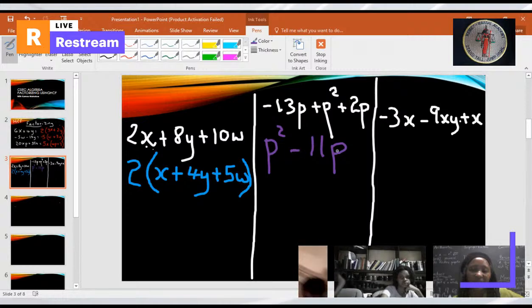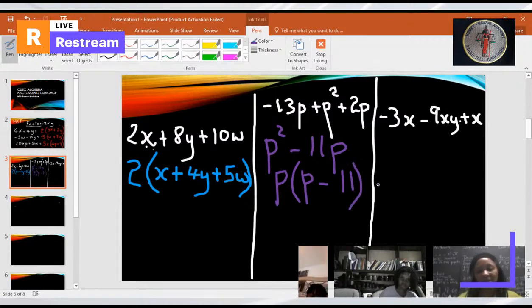All right, so go ahead now and factorize. Okay, miss. So the common factor is still p. So I put p outside. So p into p squared goes p times, and p into negative 11p equals negative 11 times. Okay.